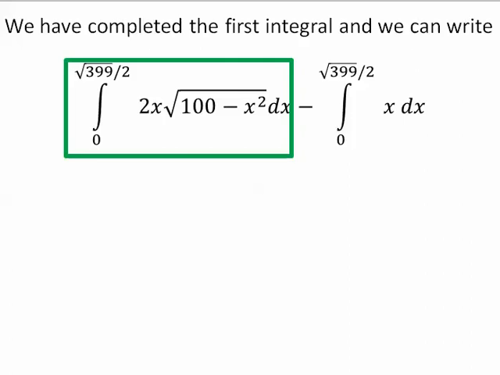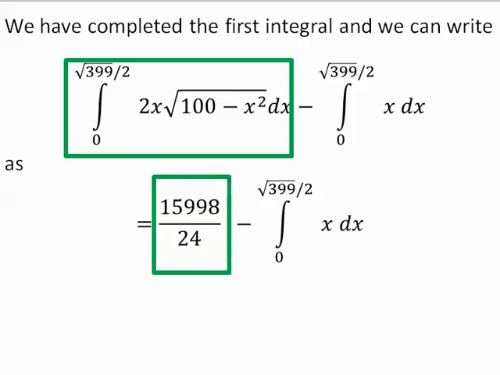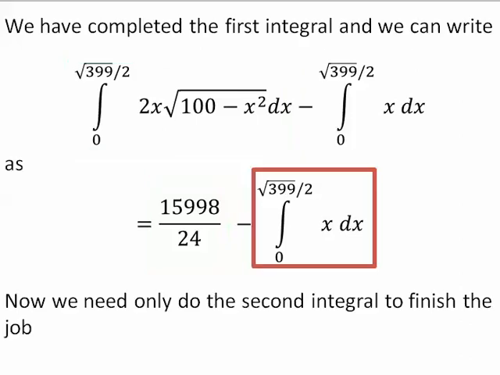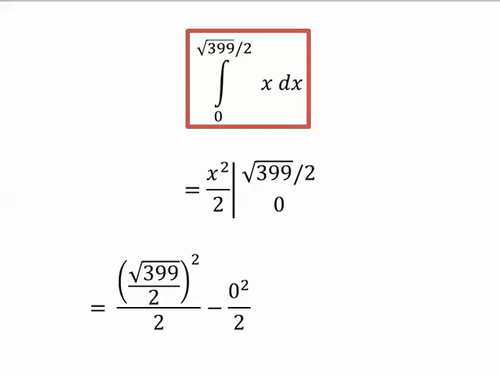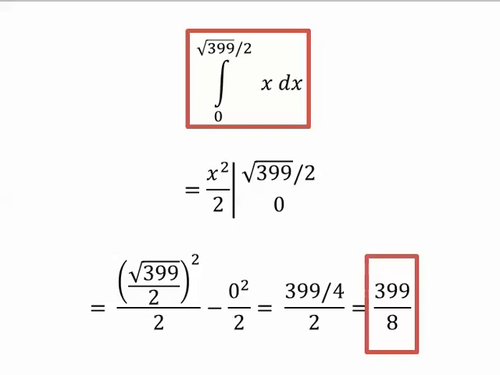All right, so we completed that first part, and we got 15,998 over 24. We now need to do the second integral to finish up the problem. Fortunately, this part is easy. So what's the antiderivative of x? And then evaluate it, going from 0 to radical 399 over 2. And simplify it, and you get 399 over 8.